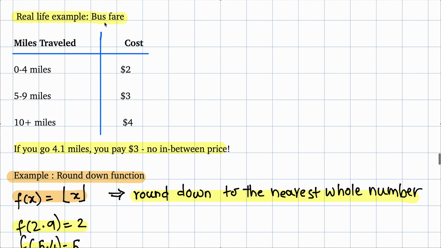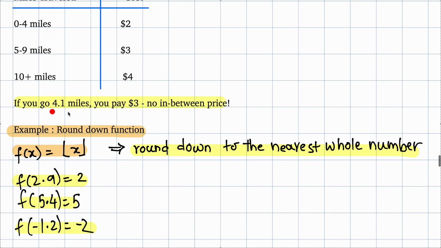Here's a real life example, the bus fare. If the miles traveled is 0 to 4, the cost is $2. And if it's 5 to 9 miles, it's $3. And if it's 10 plus miles, it's $4. So if you travel 4.1 miles, you pay $3 because there's no in between.